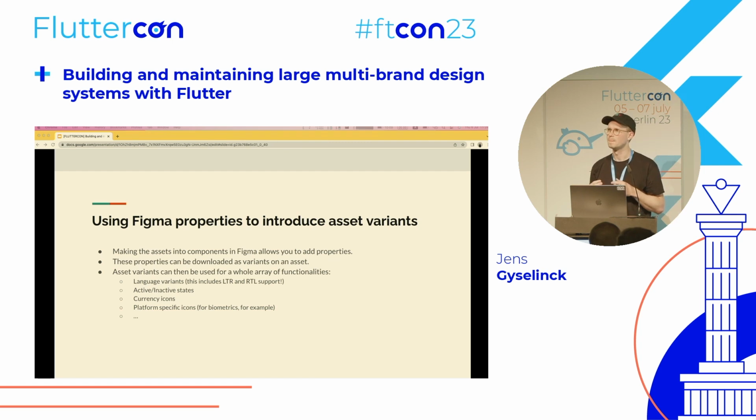There is one cool thing that we do with assets though. That is, if you convert your assets in Figma into components, you can assign properties to them. And with these properties, you can create asset variants. And asset variants are really, really interesting because you can use them for a whole range of functionalities. For example, you can create language variants of your assets, which is really cool. If you have an illustration and there's text in the illustration, you could swap that asset with translated text. Or if you're in a right to left UI and your asset loses its meaning if you put it left to right, you can flip the asset from left to right to right to left.